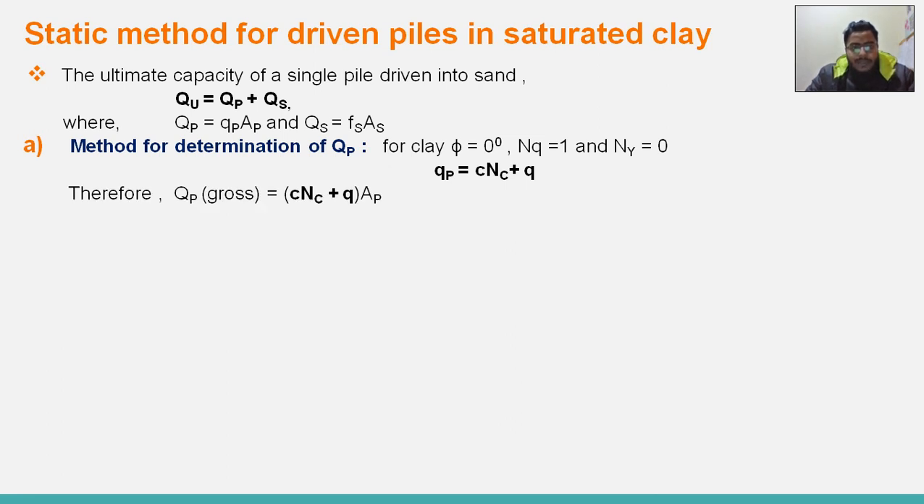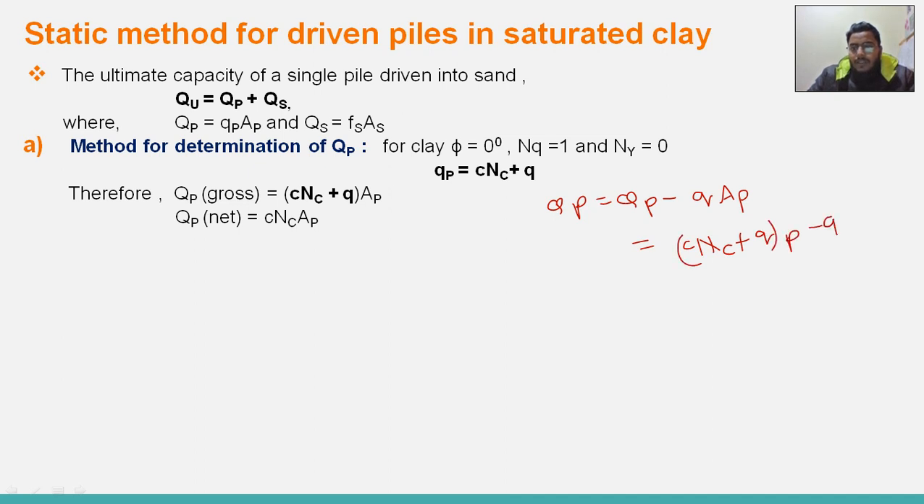Therefore, QP, that is the gross load or gross tip resistance, we can write as c Nc plus q into Ap, the area of the tip of the pile. If you calculate the net, it is gross minus the overburden pressure q. So if you want to calculate QP, it becomes c Nc plus q into Ap minus q into Ap, so this cancels out. Automatically it will come as c Nc Ap, right?